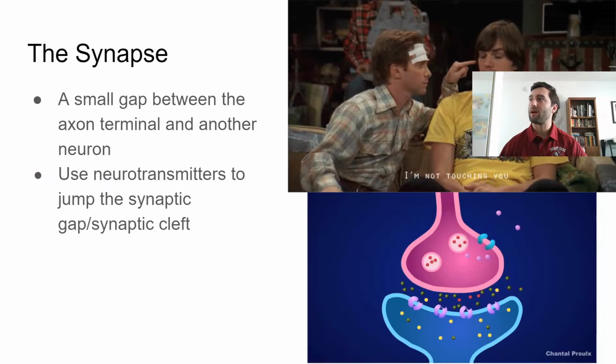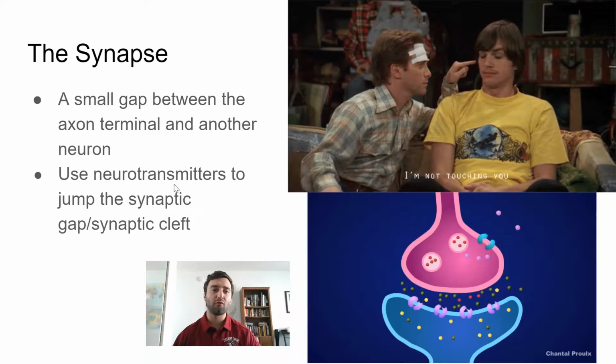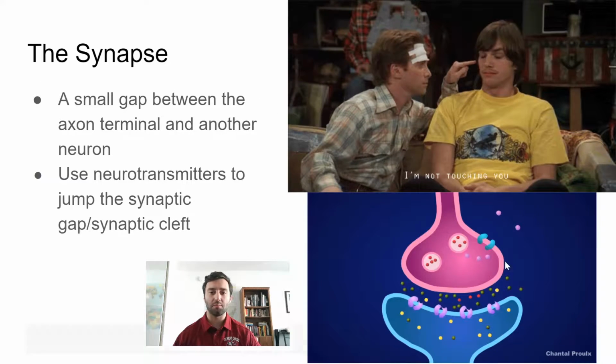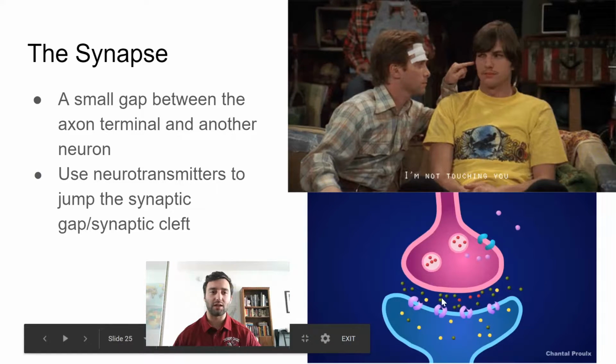Now, the first thing I talked about is the synapse. We mentioned this briefly in some of the other videos, but basically the synapse is where two neurons meet. It actually looks like this. This is a synapse right here.